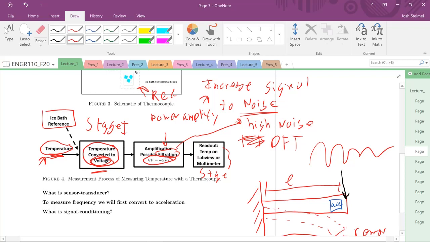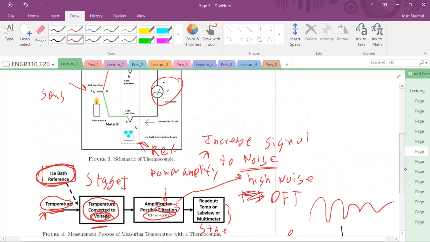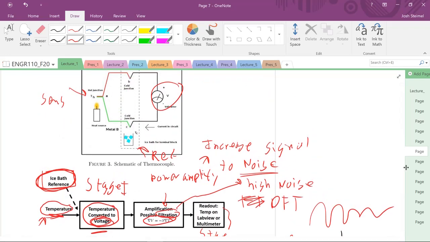What is this ice bath reference in our thermocouple experiment, if you're doing a handmade thermocouple? Well, if you want to calibrate, if you had an unknown thermocouple, let's say we didn't know it was a T-type thermocouple, and you wanted to figure out your Seebeck coefficient S, you could do what's called a 2-point calibration.